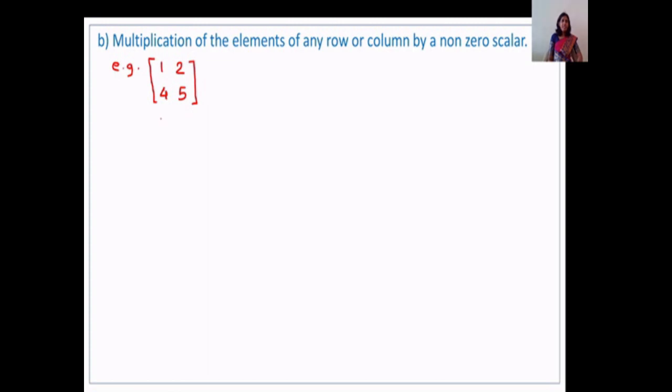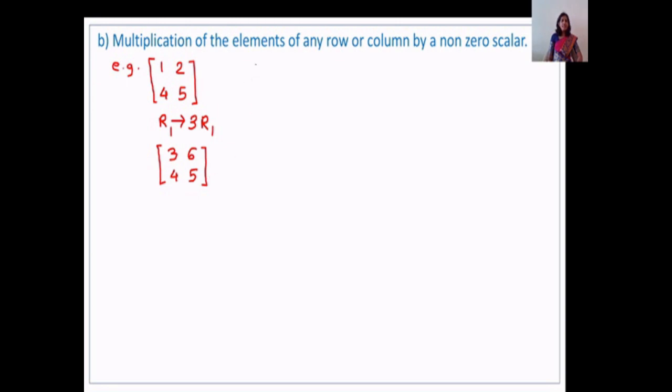So how do we write here? R1 implies, here we use a single-headed arrow. R1 implies 3 times R1. That means we multiply R1 by 3. So multiplying R1 by 3, what will we get? Here 3 into 1 is 3, 3 into 2 is 6, and the second row as it is. We kept the second row as it is. Here we multiplied R1 by 3.